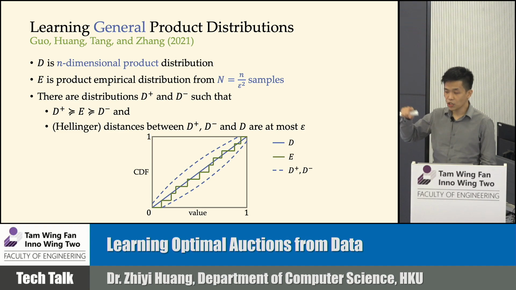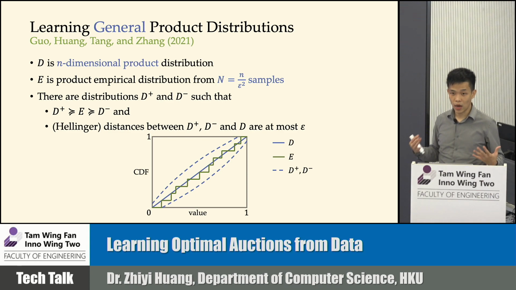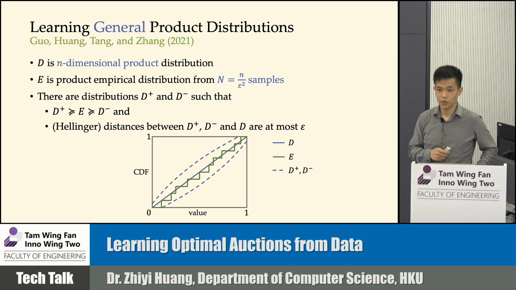Okay, and this dashed blue line is actually my D plus and D minus. And by design, the empirical distribution is going to be sandwiched between these two distributions. And then also by rather elementary calculation, you can show that D plus and D minus are rather close to the original distribution.